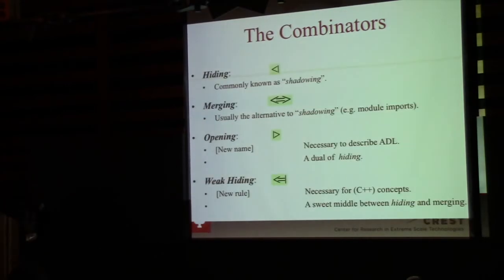So the scope combinators, there are 4 of them. The first 2 are essentially the most common ones, programming languages 101. The hiding combinator allows us to express shadowing, right? And the merging combinator allows us to talk about, yes?